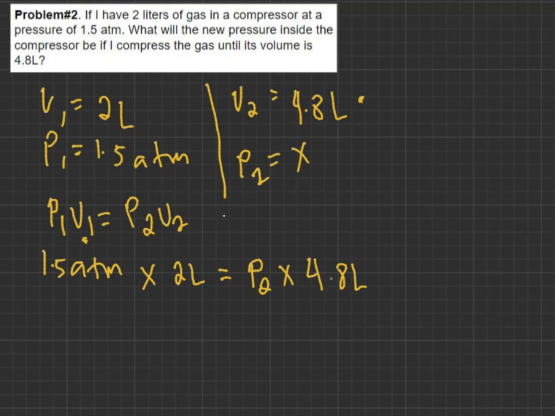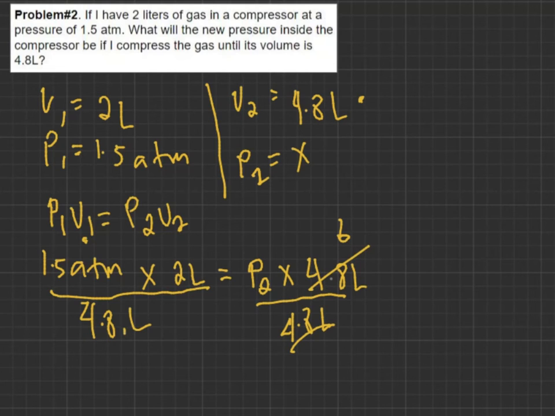So just like the first one, right, we want to remove this one. Okay, so we divide both sides by 4.8 liters. So we can now cancel this. Okay, also this one and this one. So the answer here is 0.625 atmosphere. Right? So this is our final answer.